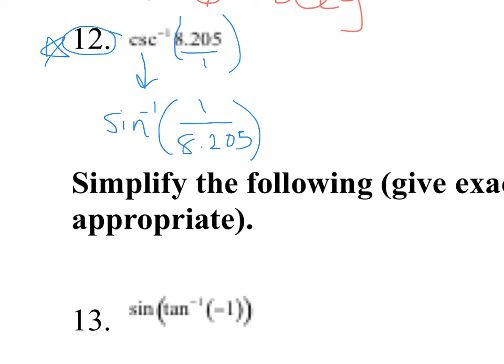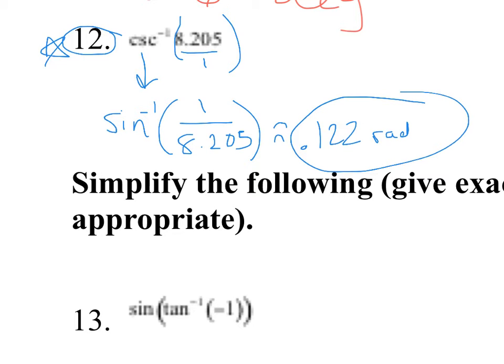Then we're going to put this in our calculator, mode in radians, and we get about 0.122 radians. That is the angle where cosecant is 8.205. So remember, it's not 1 over sine inverse. You just write the reciprocal inverse, so sine inverse, and we flip that fraction on the inside.